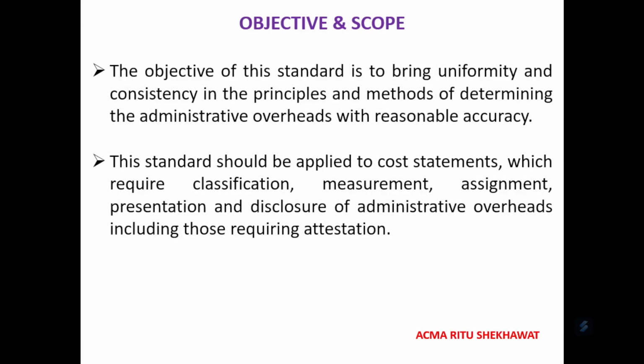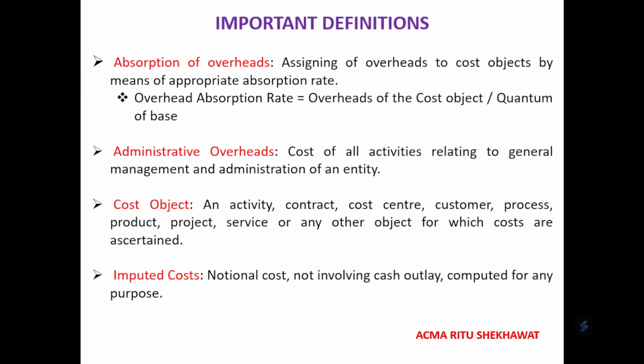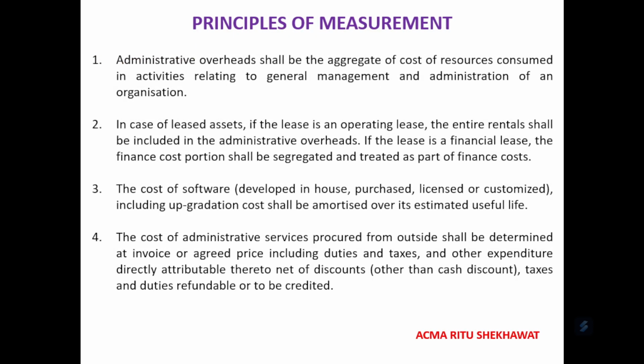Moving further, objectives and scopes are the same. Some important definitions are there, you can go through them: absorption of overheads, administrative overheads, cost objects, imputed cost. So, principles. In this we will study the types of administrative cost and their principles.